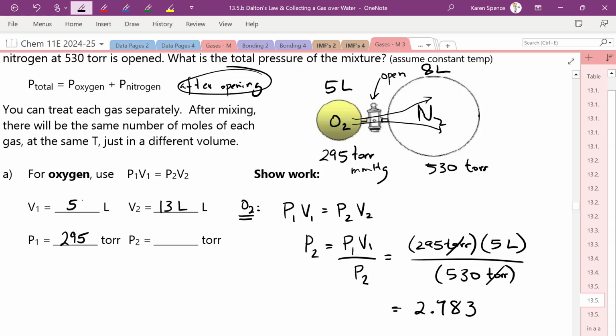What have I done? Oh my God, what is wrong with me? This should be V2. I'm so sorry. My brain is just stupid today. That should be a V2. Okay, and V2 is 13 liters. Oh my God. There we go. Okay.